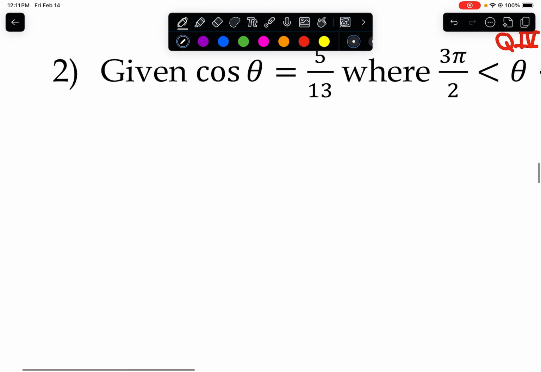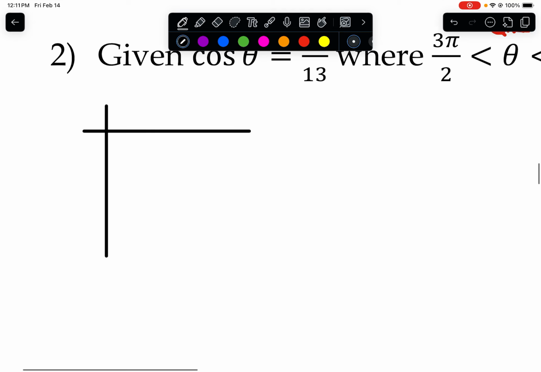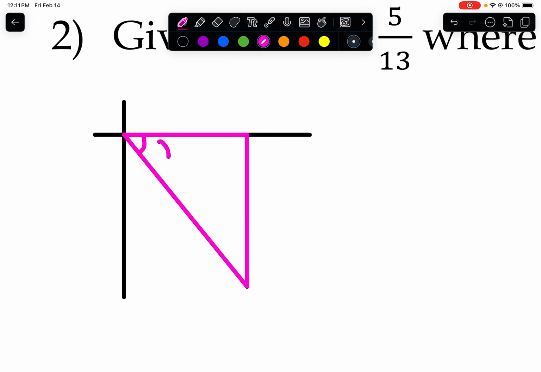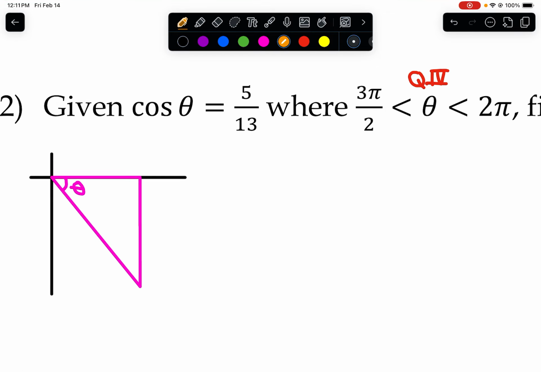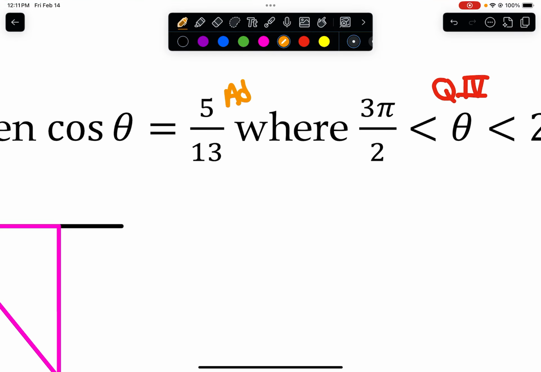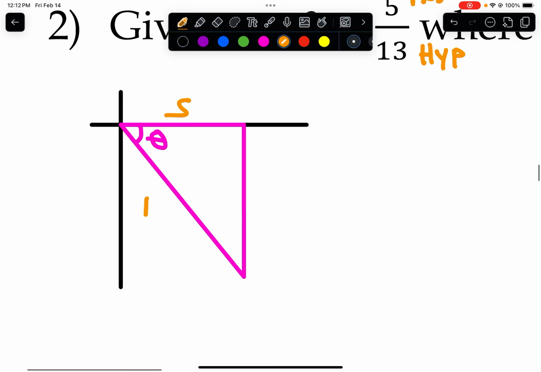So when I'm drawing, I typically try to only draw the quadrant I need. So I'm just going to draw quadrant 4. I'm going to draw my little triangle over here, or attempt to. So my theta value is going to be right here. And we're given cosine of theta, so we're given the adjacent over the hypotenuse. So my adjacent would be 5. The hypotenuse would be a 13.